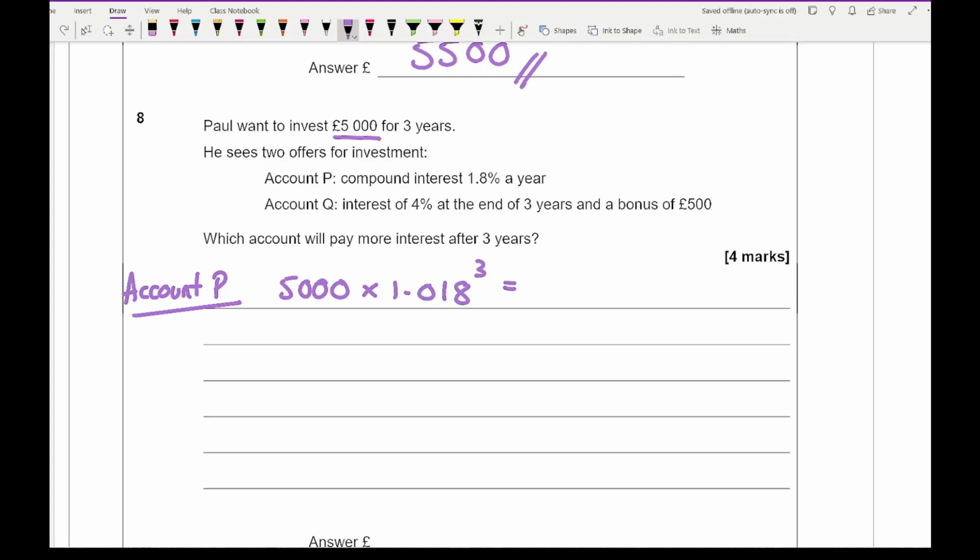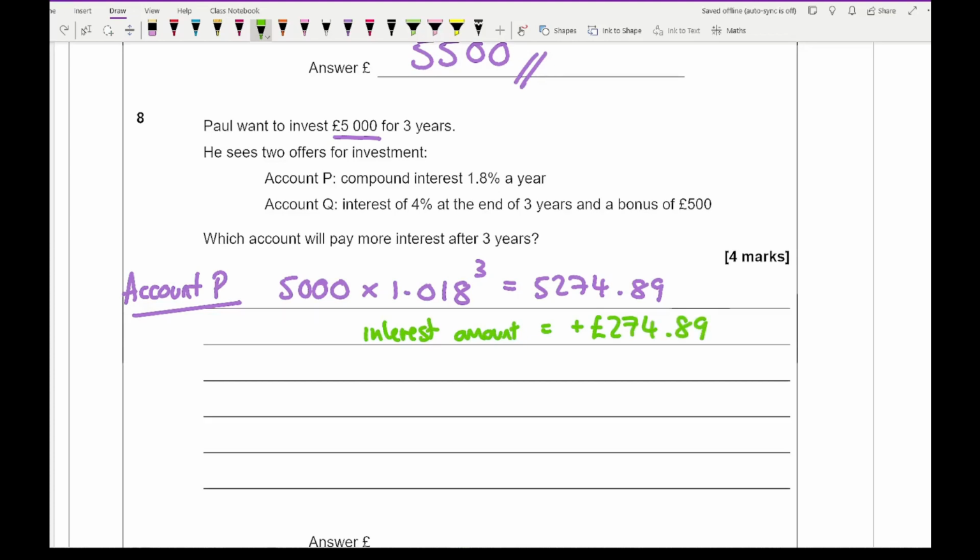Now if I type that all into my calculator, I get an answer of 5287.40. Now that is an interest amount of plus £274.89.